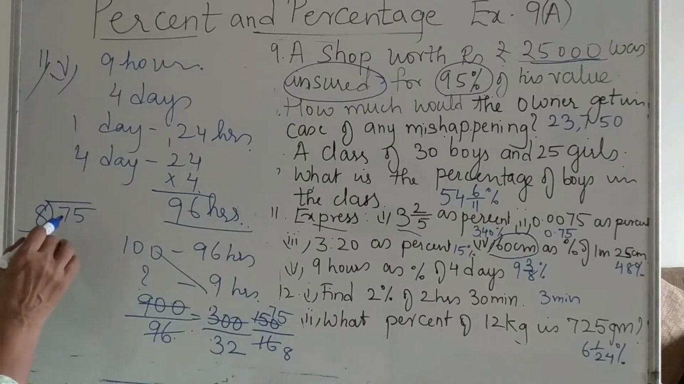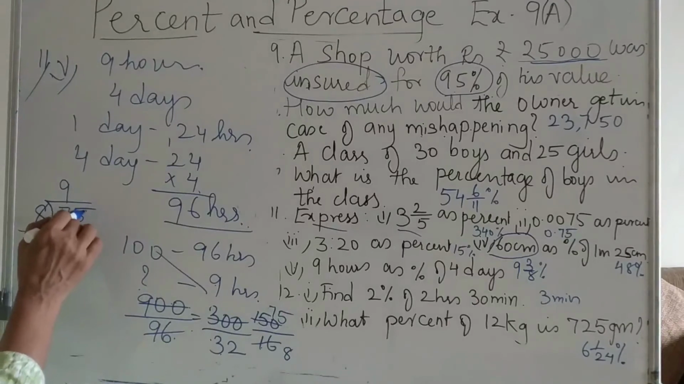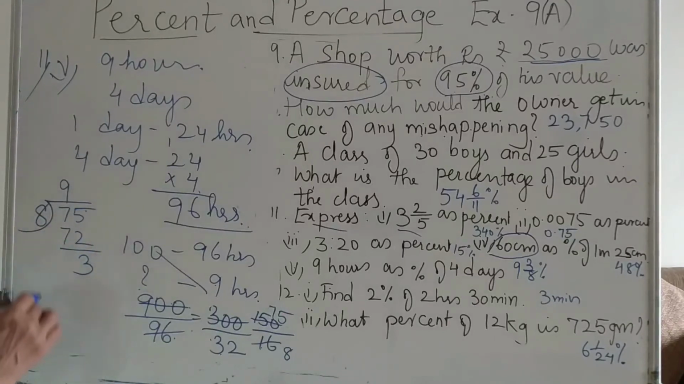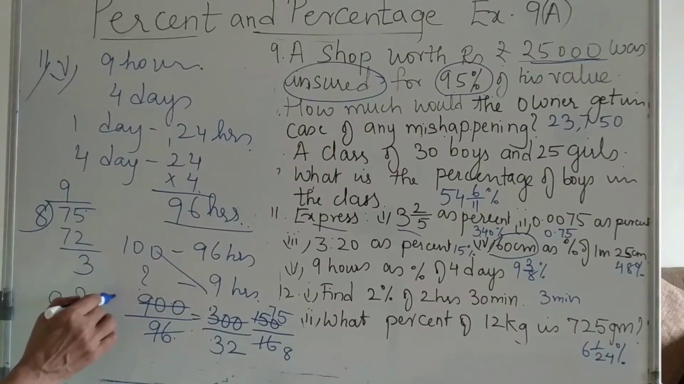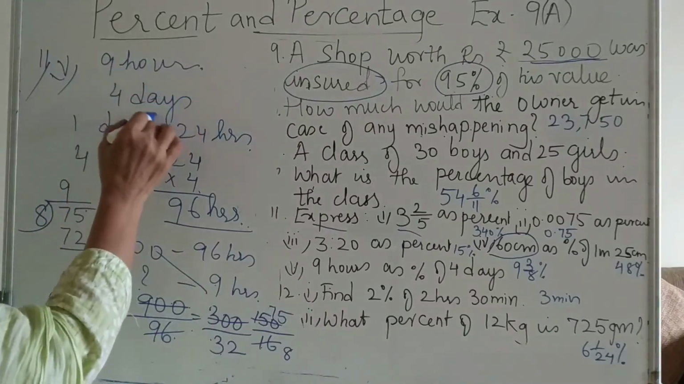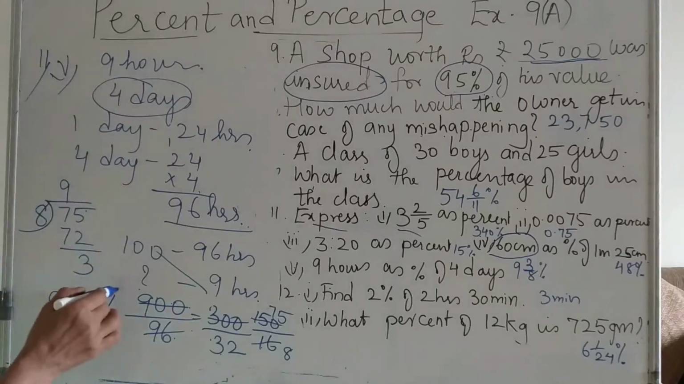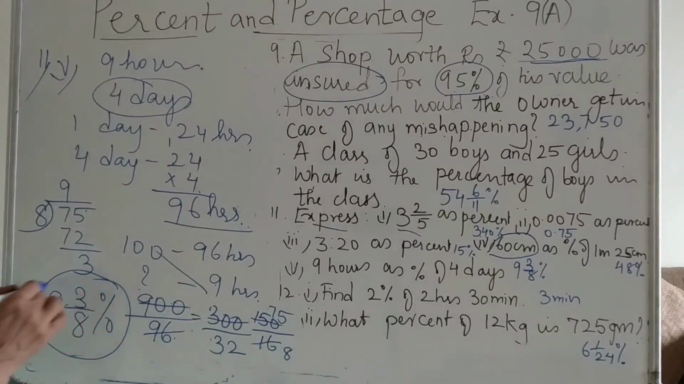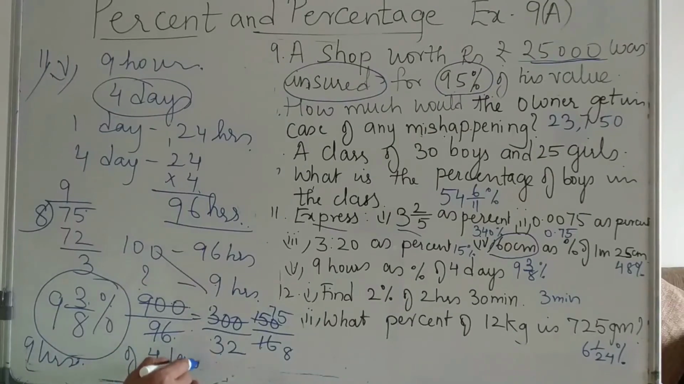Now 8 in the table of 8 nines are 72. 5 minus 2, 3 is remaining. So here you can write 9 and 3 by 8 percent. So how much is 9 hours? 9 hours in 4 days, it is 9 3 by 8%. So 9 hours is 9 3 by 8% of 4 days.